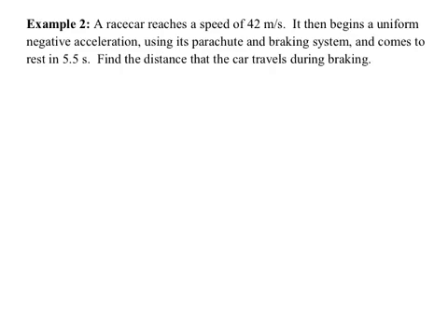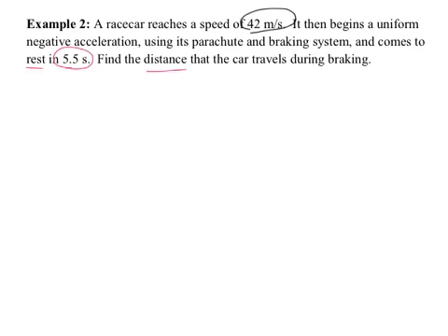Alright, let's take a look at the first example here and decide which of those three kinematic equations we may use. A race car reaches a speed of 42 meters per second. It then begins a uniform negative acceleration using its parachute and braking system. It comes to rest, keyword comes to rest, in a time period of 5.5 seconds. Find the distance the car traveled during braking.